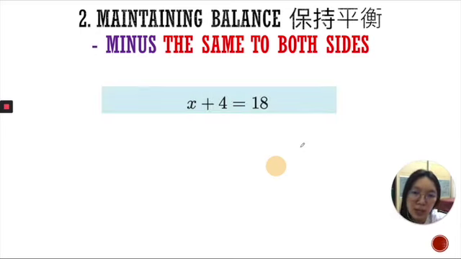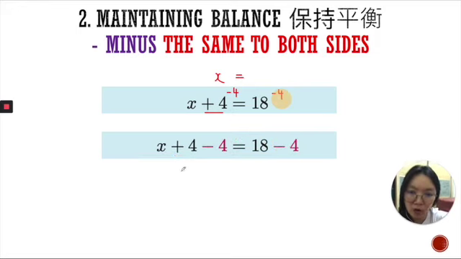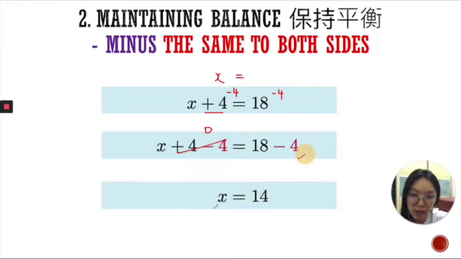So I have x plus 4 equals 18. Again, I want to get only x on the left. What is x now? There's a plus 4 here. To make it disappear, I have to minus 4 on the left and also minus 4 on the right. Therefore, plus 4 minus 4 can be slashed off, becomes 0, and 18 also minus 4. I'll get x equals 18 minus 4, which is 14. So this is the answer.